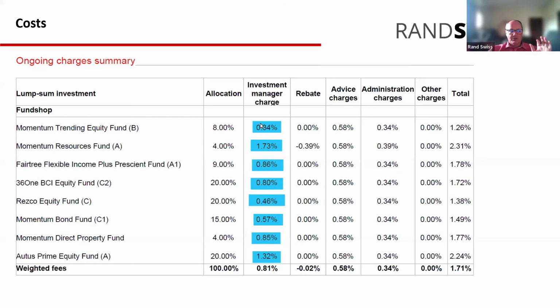In our global multi-asset portfolio of funds, we have one ETF tracker that tracks the US market that costs us 0.03%, from an investment manager fee perspective. So I'm trying to show you that the average then comes out, I think, quite reasonable here at 0.81, although some of them may be more or less expensive.